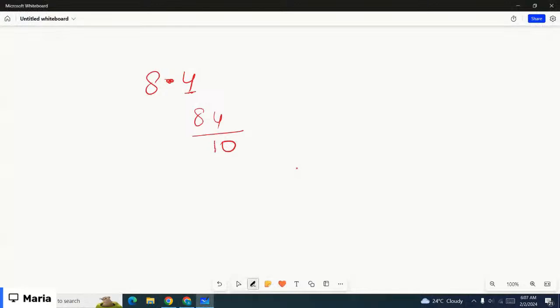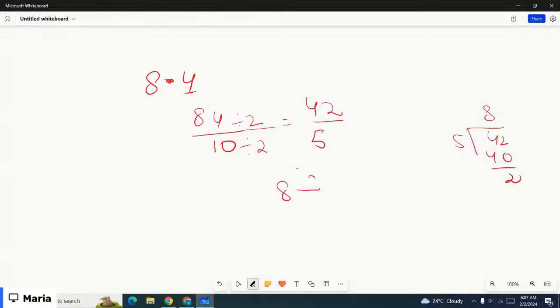Now you have to write it in the mixed form, so divide by a common number, and the common number is 2. 2 times 42 is 84, and 2 times 5 is 10. You can divide 42 by 5 to write the answer in the mixed form. 5 times 8 is 40, and here you have 2. That would be 8 whole 2 over 5. The correct option is 8 whole 2 over 5.